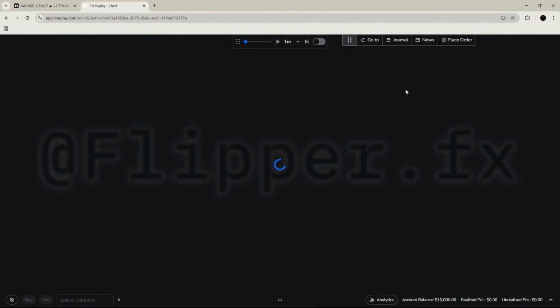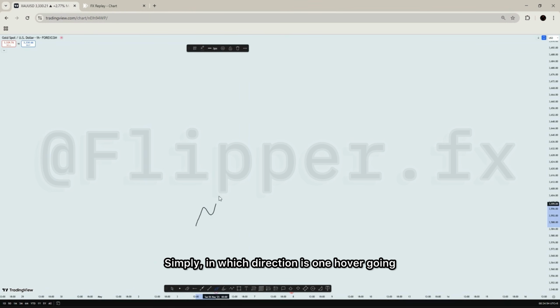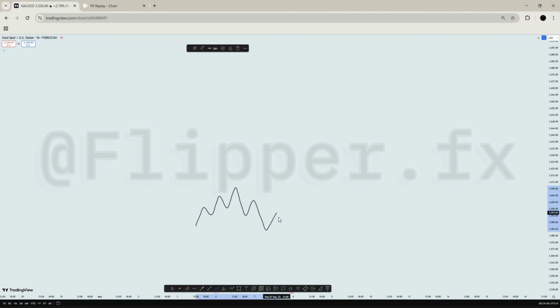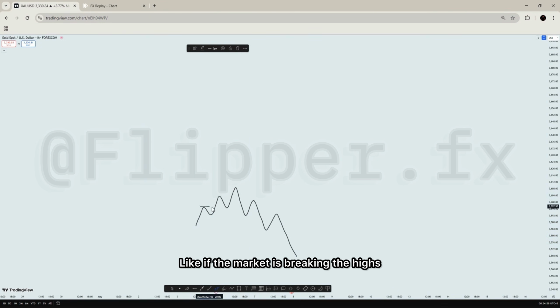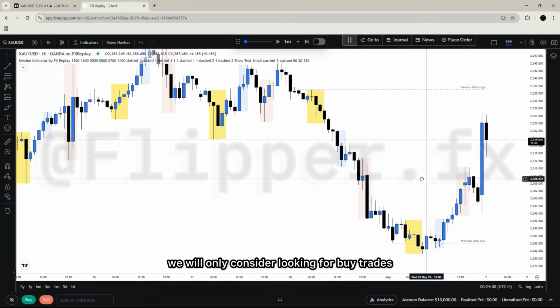And what is the system now? Simply, in which direction is 1 hour going? You got that? The system is in which direction is 1 hour going, so that we can find our bias. Like if the market is breaking the highs, our bias is bullish. If it's breaking the lows, our bias is bearish. So if the market is breaking highs, we will only consider looking for buy trades.